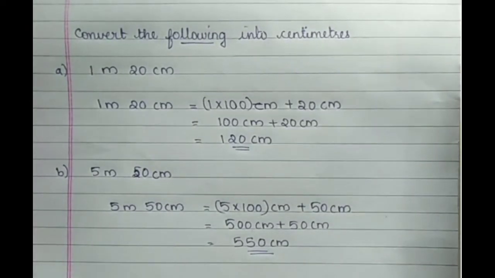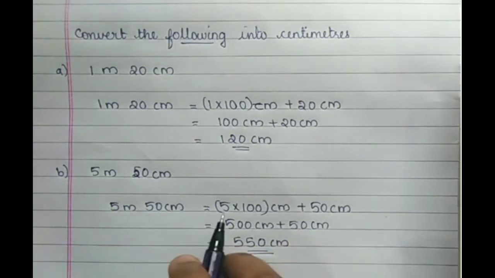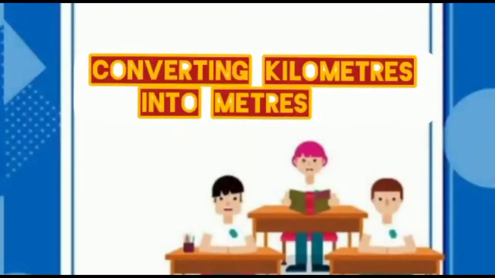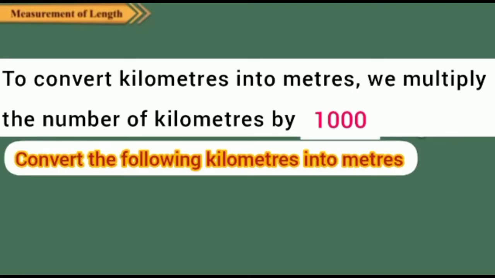So children, this is the way of converting meters into centimeters. Next, we can learn how to convert kilometers into meters. Children, to convert kilometers into meters, we multiply the number of kilometers by 1000. To understand this topic, let's do some problems. Convert the following kilometers into meters.